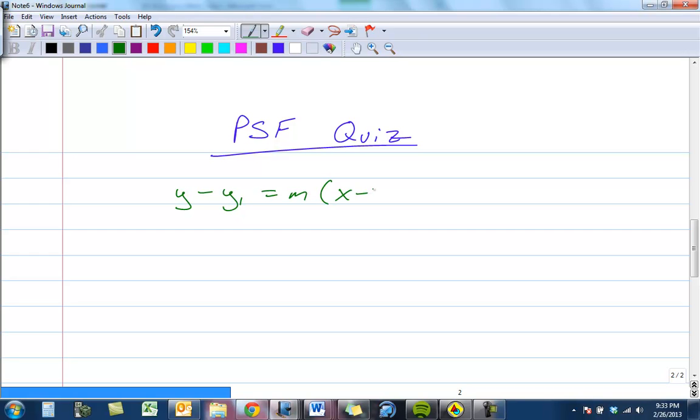Alright guys, I want to take a couple minutes just to review before your point slope form quiz, which will be coming up shortly. First of all, what is point slope form? It's y minus y sub 1 equals m times the quantity of x minus x sub 1. Alright, that's point slope form, where m is the slope and the point x sub 1, y sub 1 is any point on the line. Not to be confused with slope intercept form, which of course is y equals mx plus b.